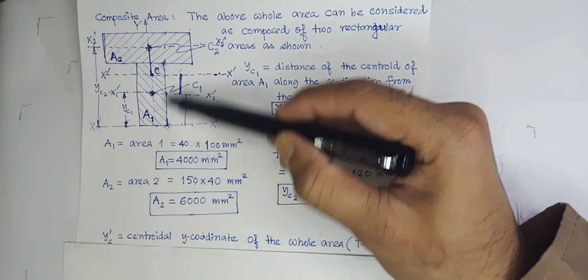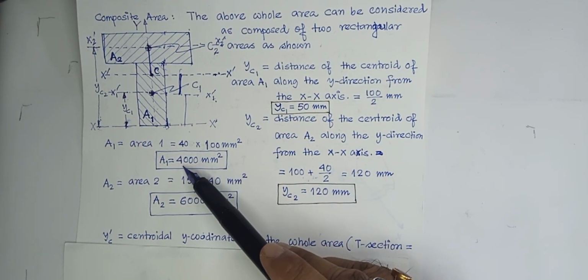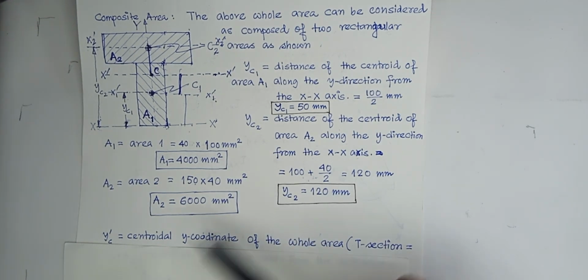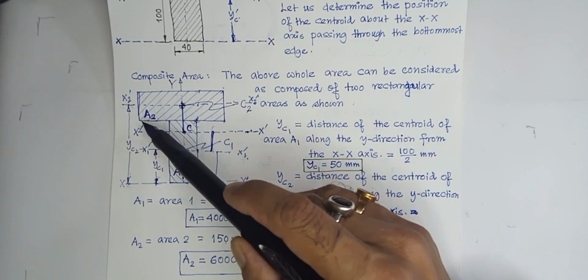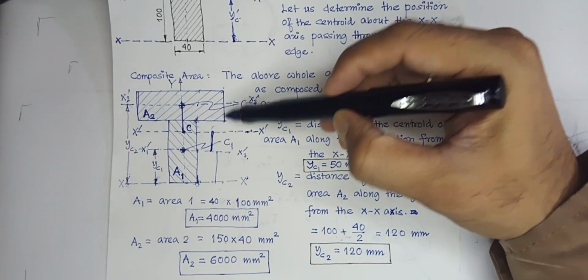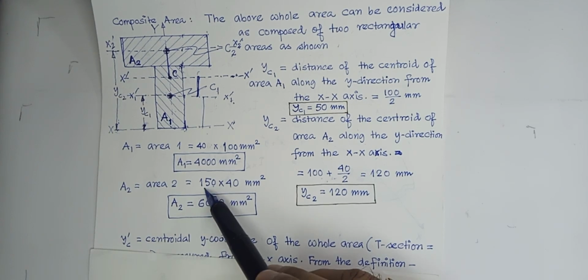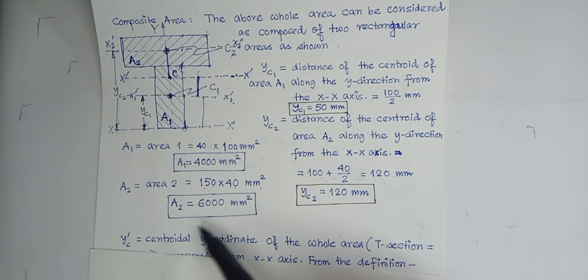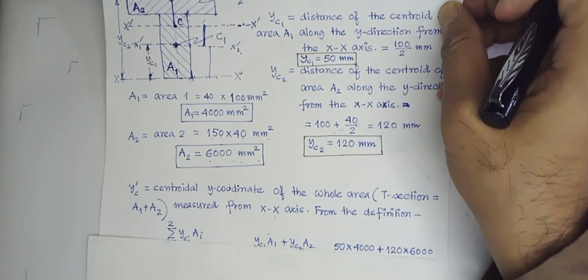So this is 40 and this is 100, therefore it is 40 multiplied by 100, it is 4000 millimeter square. Unit is given in millimeter. A2, so that is 150, and this is 40, so the product of these two, 150 multiplied by 40 millimeter square, that is 6000 millimeter square. Okay, so these two are known.